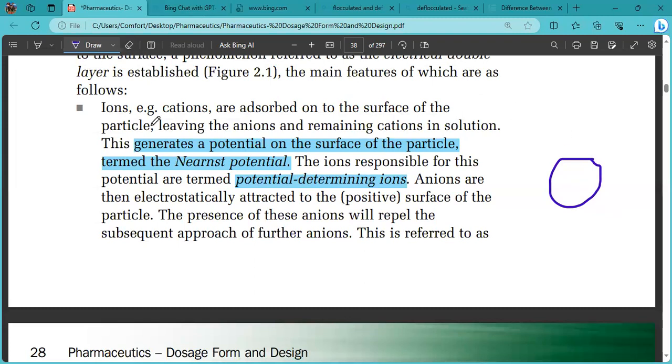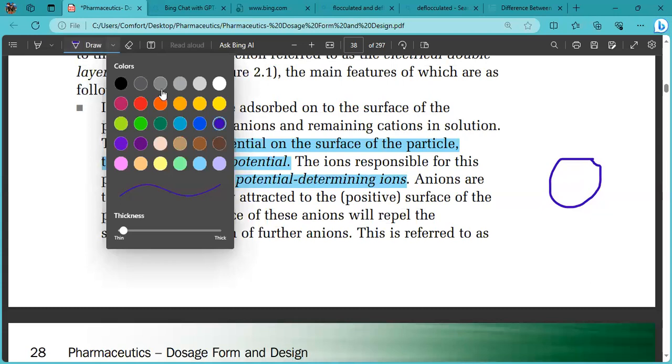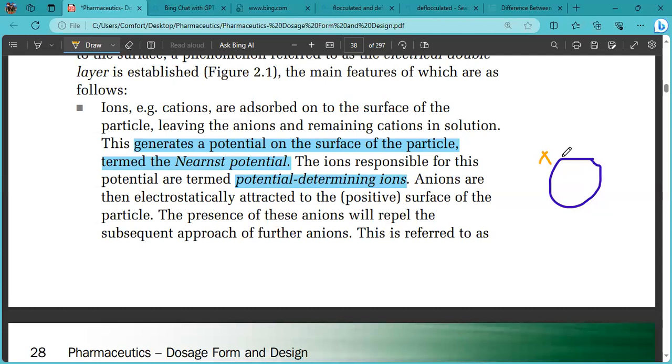And then here, the first limit is cations are adsorbed onto the surface of the particle, leaving the anions and the remaining cations in solution. So when the cations see this particle, they adsorb onto its surface. Let's make our cations orange. They just come and quietly adhere onto it. Remember, adhesive forces are between different molecules of different substances. So they come and form a nice layer, a boundary around your particle.